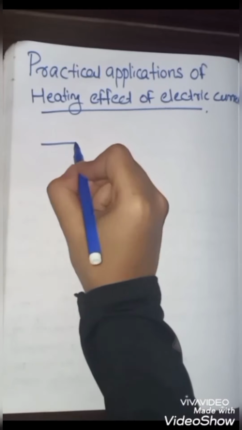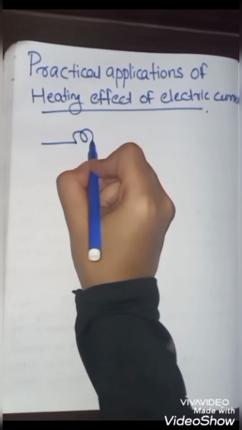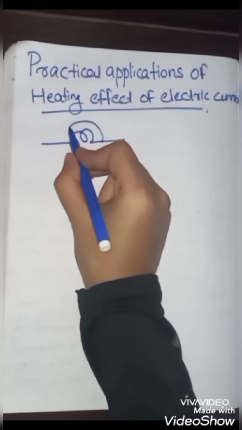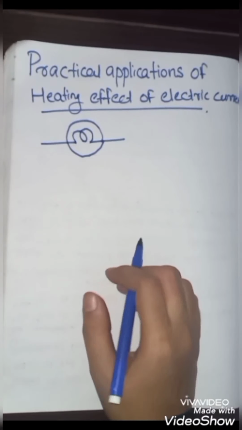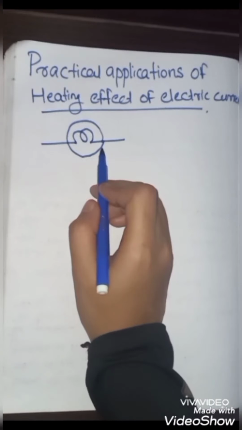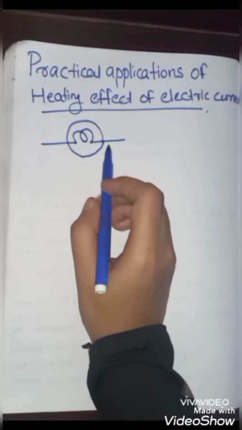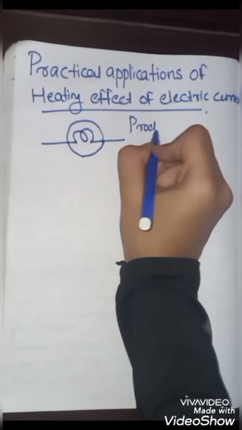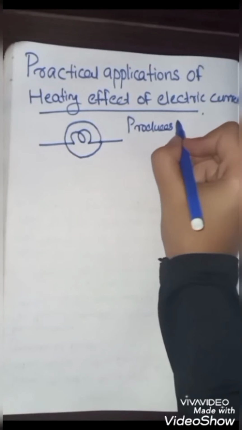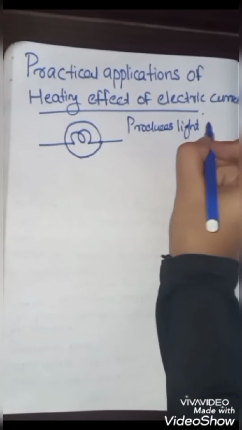Haven't you seen the electric bulb? What is the symbol of the electric bulb? In an electric circuit, the electric bulb can be denoted by this symbol, isn't it? What is the use of the electric bulb? The electric bulb produces light.